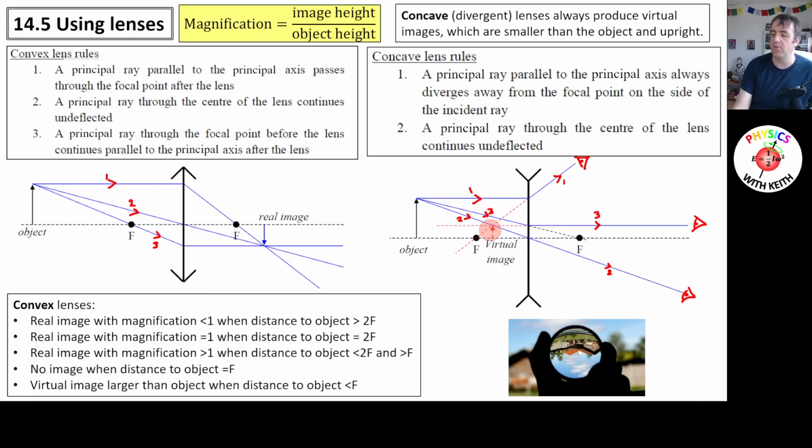Don't worry about the third principal ray, though, because you're only going to be examined on the first 2. There are 3. You're only going to be examined on the first 2. So that is ray diagrams. Now, ray diagrams will take a lot of time to master. You will have to practice drawing them, and you can get a lot of practice drawing them using Isaac Physics. There are a lot of questions on Isaac Physics where you have to draw ray diagrams of lenses in order to measure and calculate magnifications.